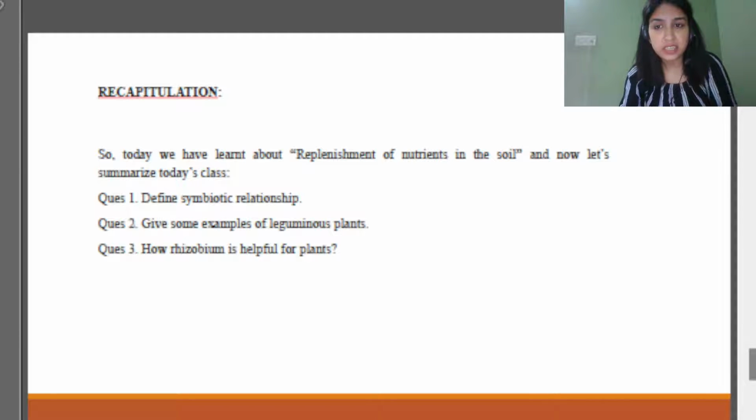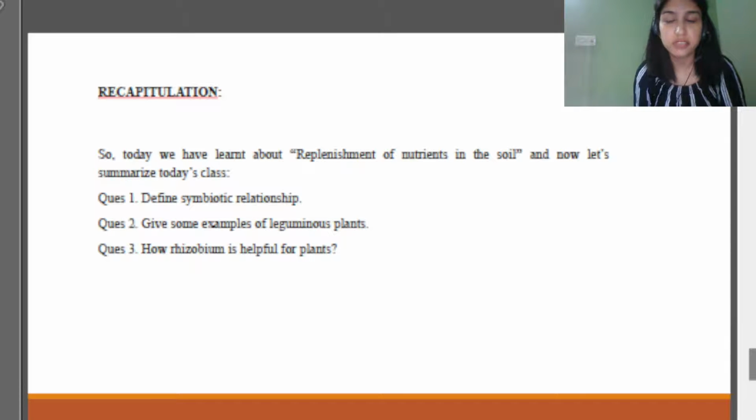And lastly we have discussed how these symbiotic relationships are helpful to the farmers in their fields. They are helping them by increasing the yield of the crop that they have planted. So we are done with the recap, and you will be giving answers to these questions. You will be defining symbiotic relationship.